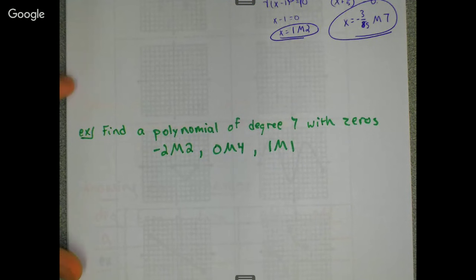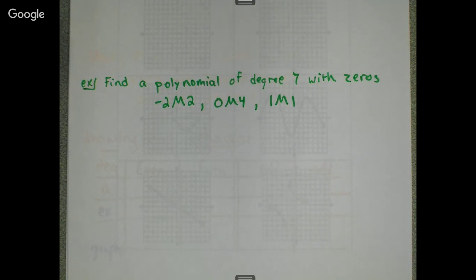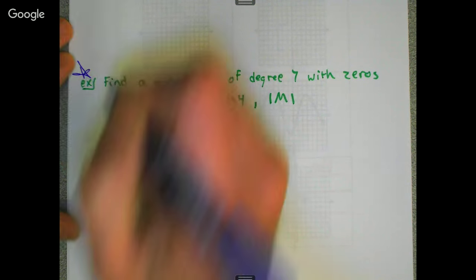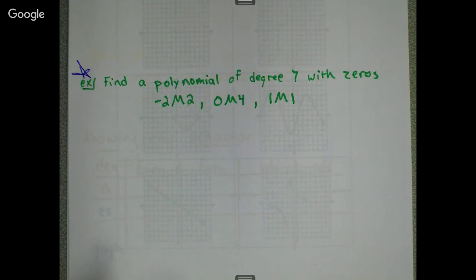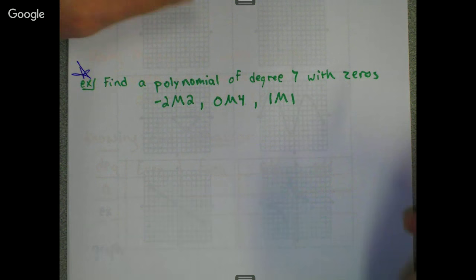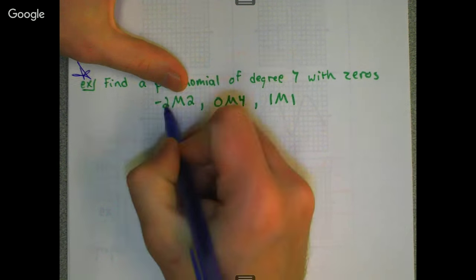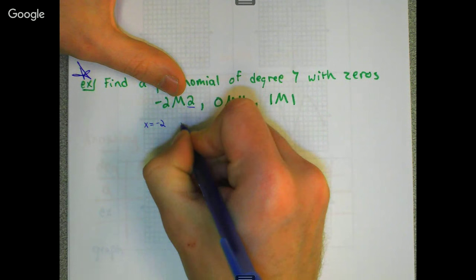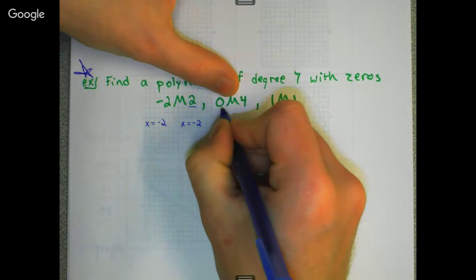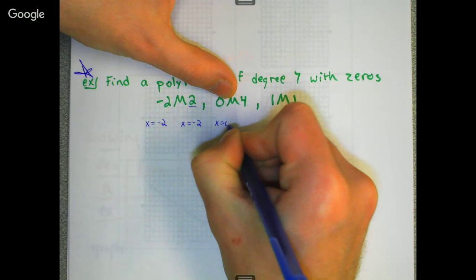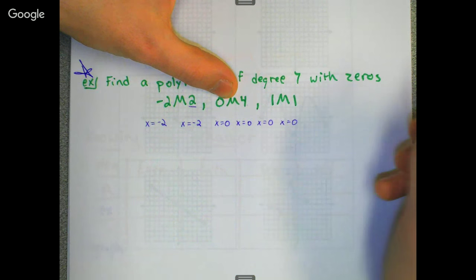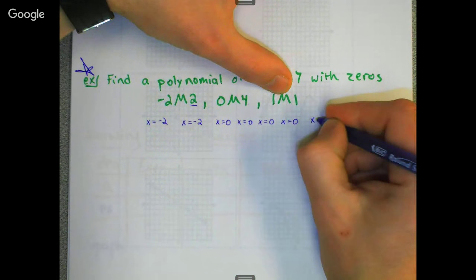So find a polynomial of degree 7 with zeros: minus 2 multiplicity 2, 0 multiplicity 4, 1 multiplicity 1. Huge problem right here. I really like these problems. They're all over the tests, quizzes, everywhere, so make sure we know how to do this one. What this means is that x equals minus 2 twice, so x equals minus 2, x equals minus 2. This means that x equals 0 four times, and this means that x equals 1 one time.